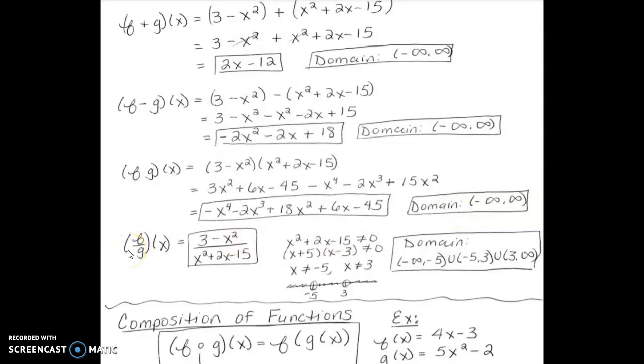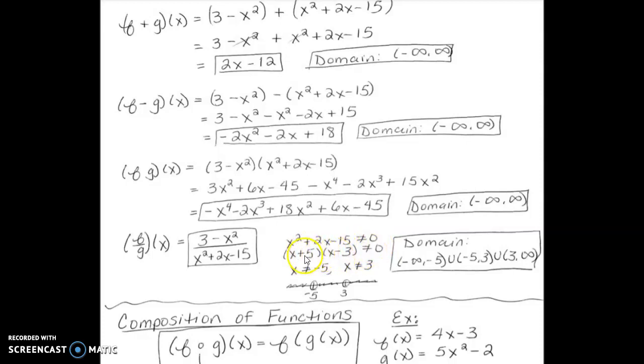And then the quotient or division, f divided by g of x. There's f of x, 3 minus x squared, divided by g of x. Here we created a fraction because of the division operation, so since we now have a denominator, we will have a domain restriction. The denominator is not allowed to equal 0, so we're going to factor it into x plus 5 and x minus 3.